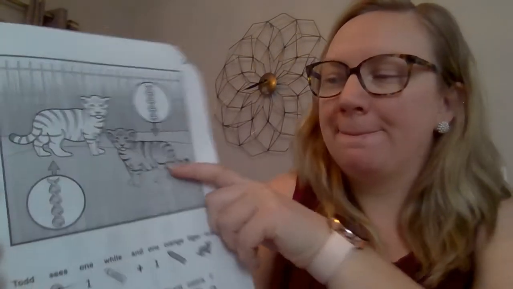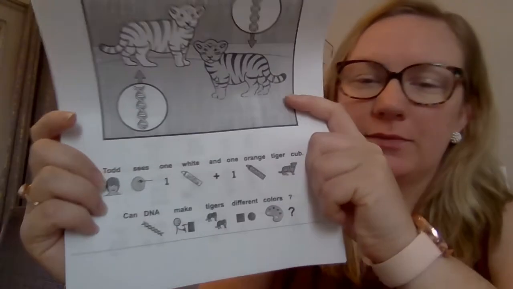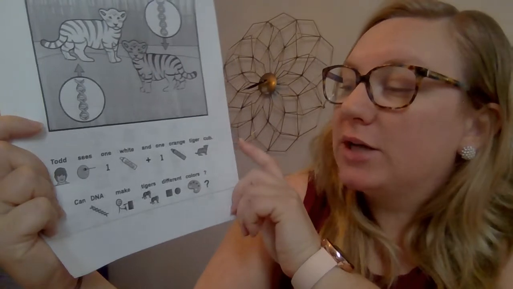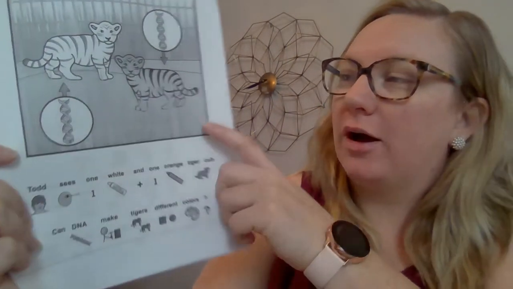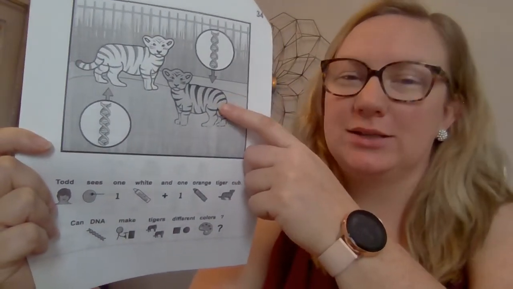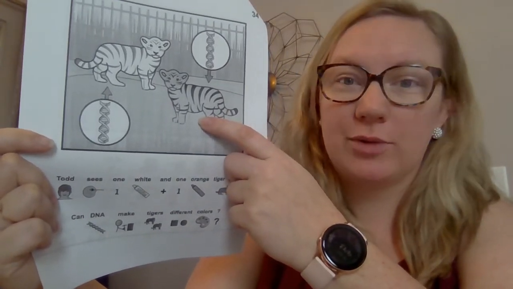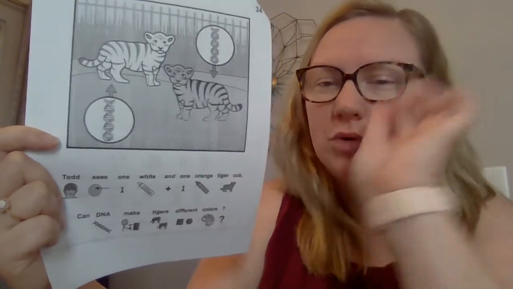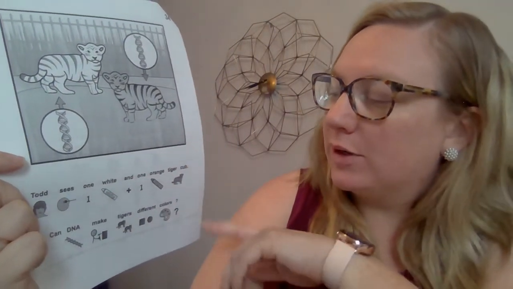All right. Now we see little tiger cubs with their different DNA. The article says, Todd sees one white and one orange tiger cub. Now, it says orange because they're printed in black and white. It doesn't look orange, but if you want to take an orange crayon or colored pencil or marker and color this guy orange, more power to you. It says Todd sees one white and one orange tiger cub.